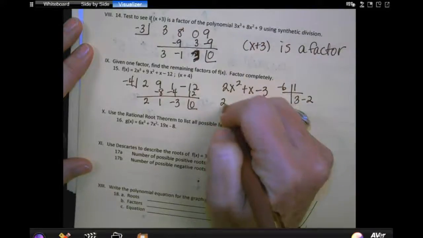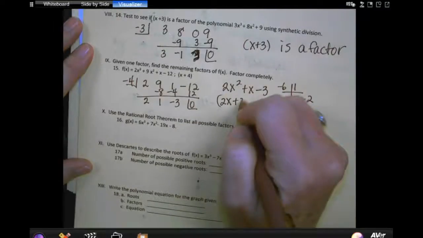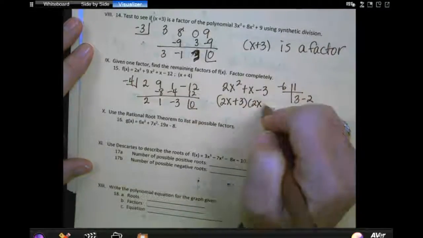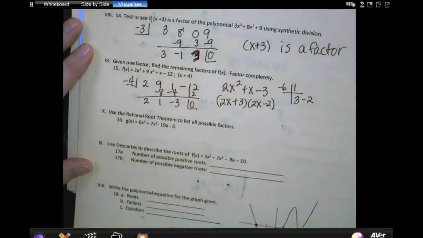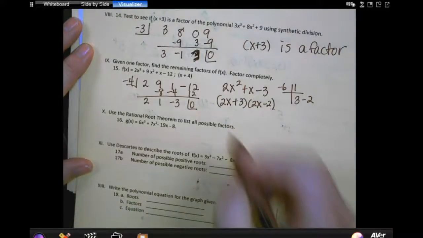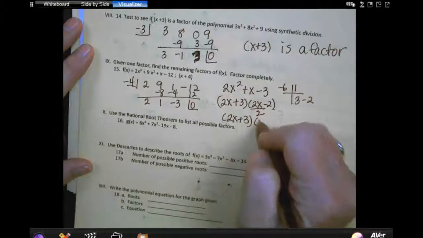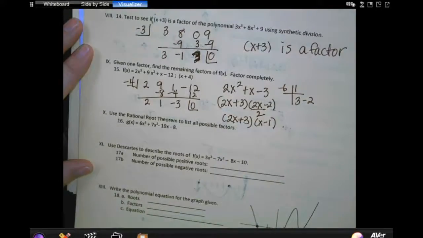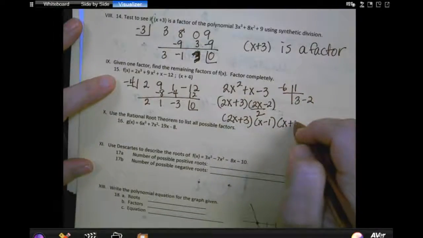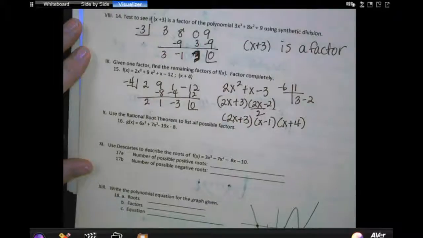So I get 2x plus 3 and 2x minus 2. And can I reduce one of them? I can. So I get 2x plus 3 and x minus 1. But what was the original factor that we tested? So you have to have all three of them to get credit.